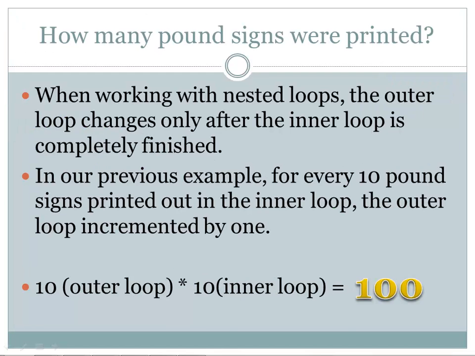To figure out how many pound signs were printed, we need to understand that when working with nested loops, the outer loop changes only after the inner loop is completely finished. In our previous example, for every 10 pound signs printed by the inner loop, the outer loop incremented by 1. This gives us a total of 100 pound signs printed from our previous example.